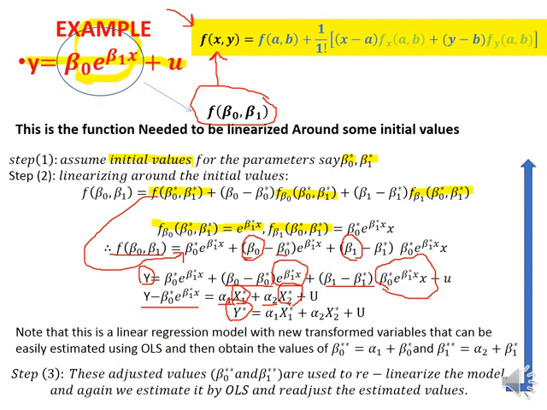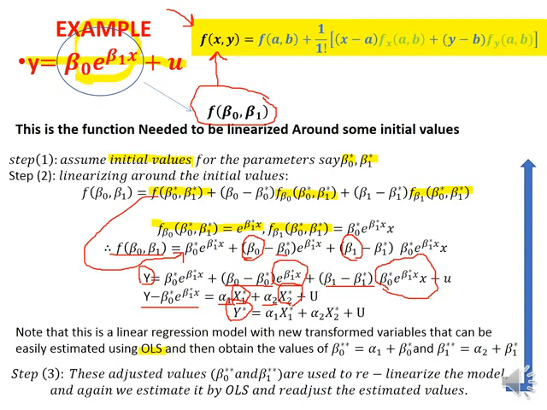It can be simply fitted using the OLS. So, we will simply apply the OLS in order to fit this model. And we will obtain alpha 1 hat and alpha 2 hat. From alpha 1 hat and alpha 2 hat, we will obtain the values of beta naught and beta 1.